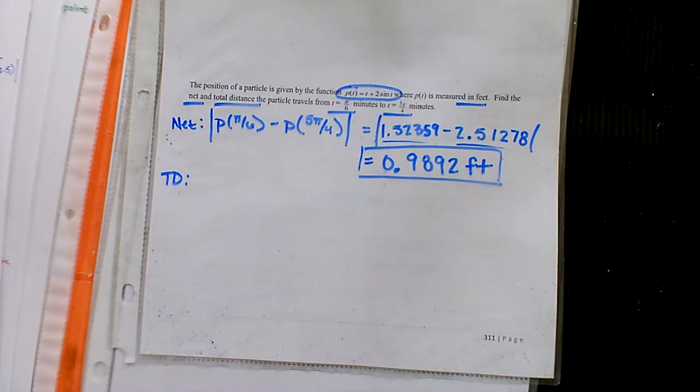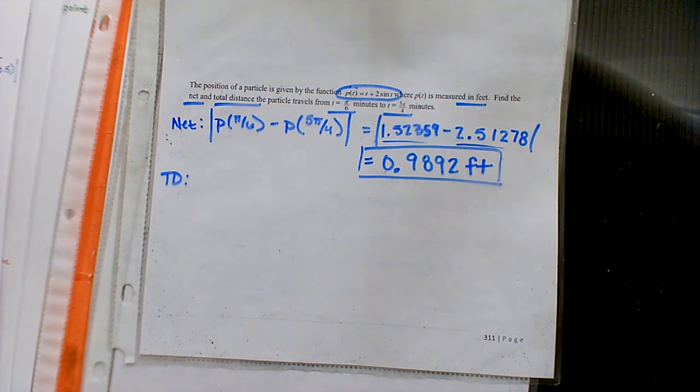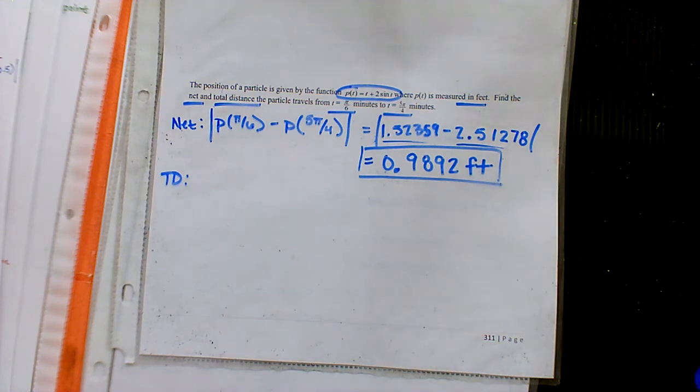For total distance, however, we need to figure out if we change direction anywhere within this interval. So how might we want to find a changing point if one exists? Yeah? Sign chart to find max or min. Sign chart for max or min, and in order to do a sign chart, you've got to figure out those derivatives, critical points, all that jazz.